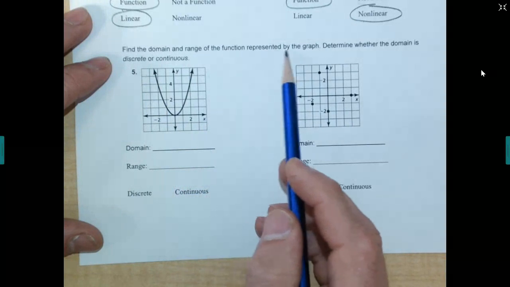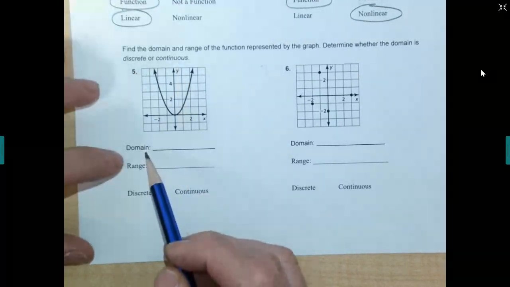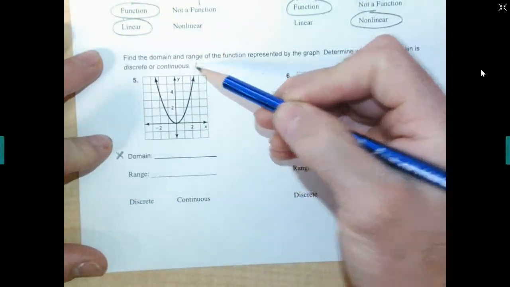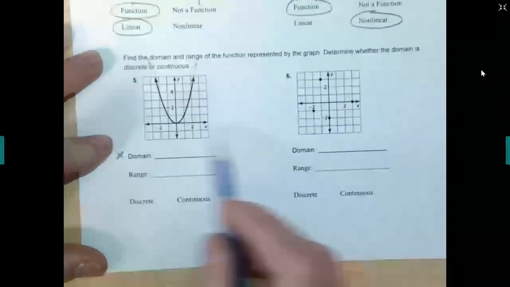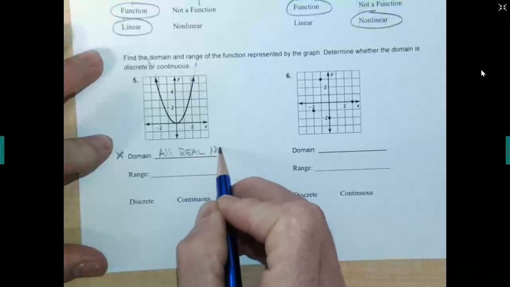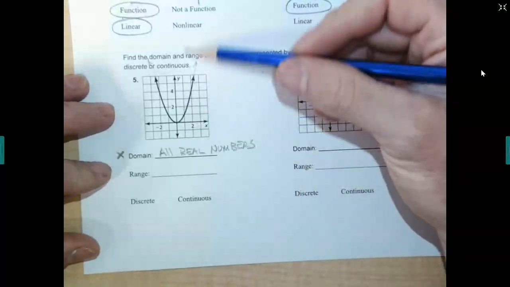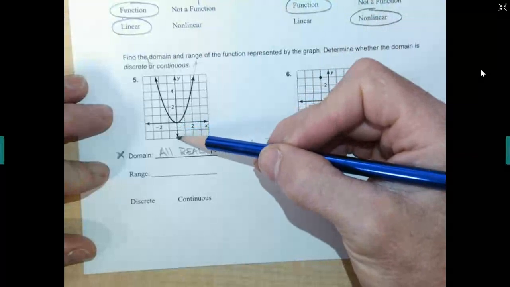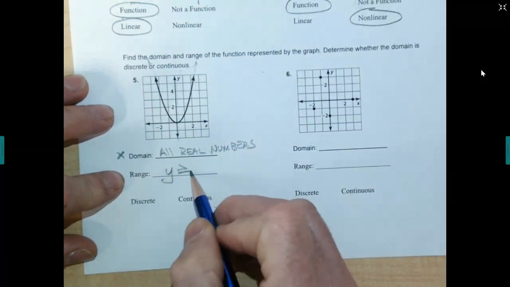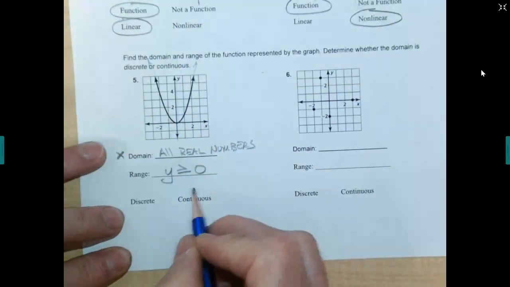Find the domain and range of the function represented by the graph. Determine whether the domain is discrete or continuous. So the domain, that's all our x values. So this goes on infinitely, both directions. So that means it covers all real numbers. So our x value is all real numbers. And then what about our y value? Our y is our up and down. It looks like there's no value less than 0 on our y line. So y is greater than or equal to 0. And then is it discrete or continuous? Well, it continues, so it's continuous.